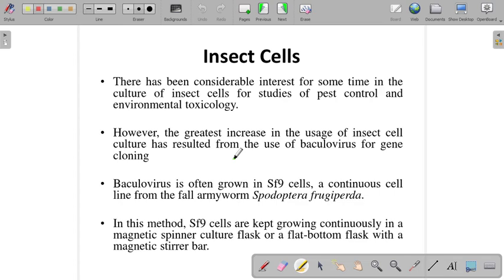The next part we need to study is insect cells. Why do we need insect cell lines? The name clearly shows that in insect cell lines, insect cells are used. There has been considerable interest for some time in the culture of insect cells for studies of pest control or environmental toxicology.